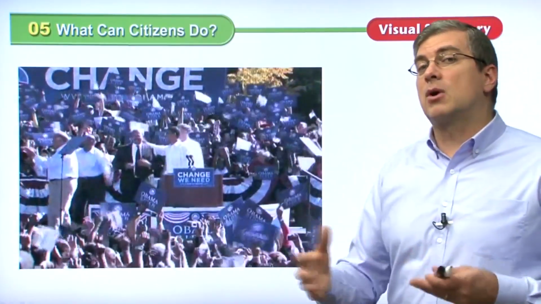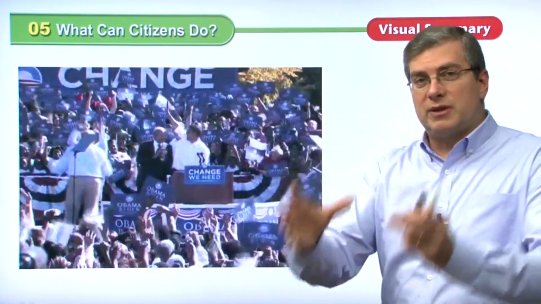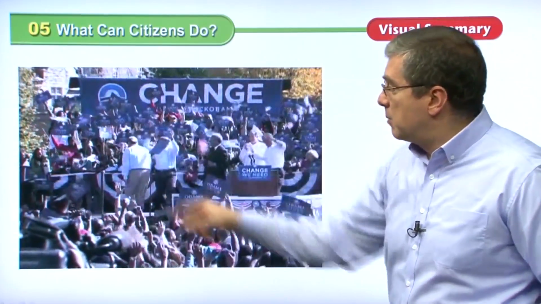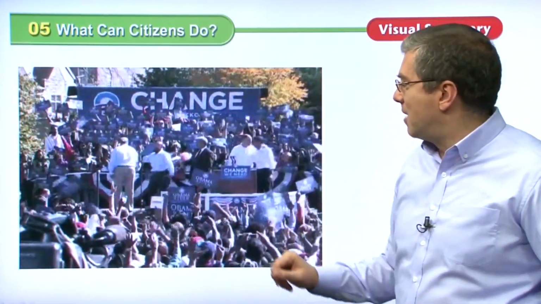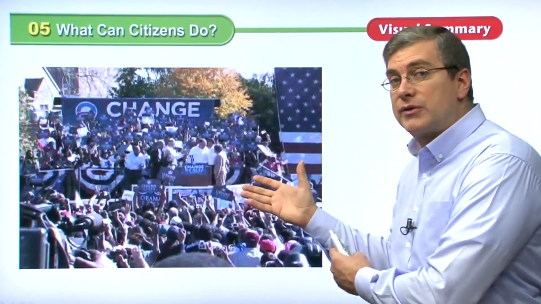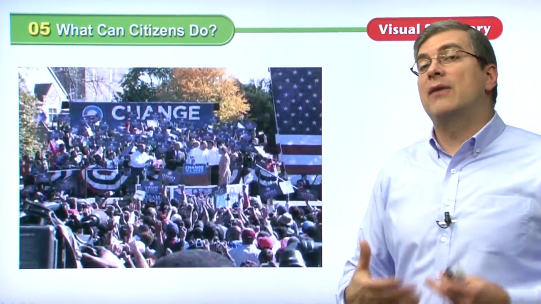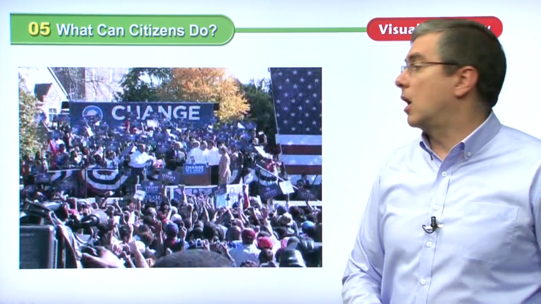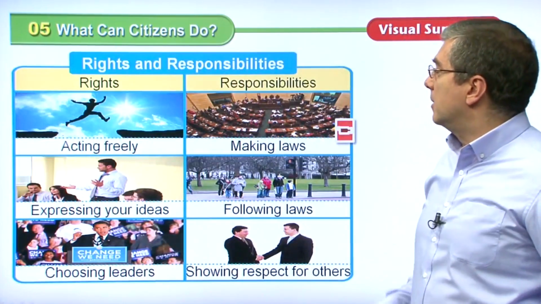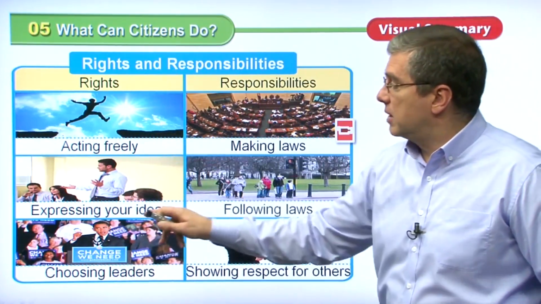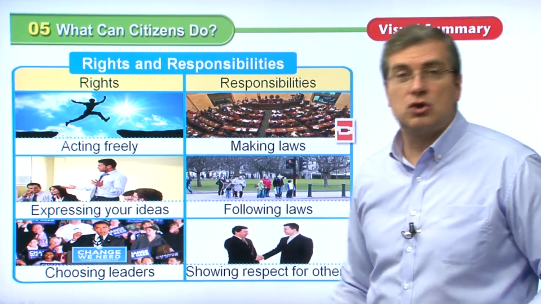So of course, in a democratic society, you have many groups of people who want to choose their own leader. These people want to choose Barack Obama, right? Another group might want to choose somebody else to be their leader. We have the right to choose who we want to be as our leader. Let's move on. Now, those are our rights, okay? Those are our rights, to act freely, to express our ideas, and to choose our leaders.